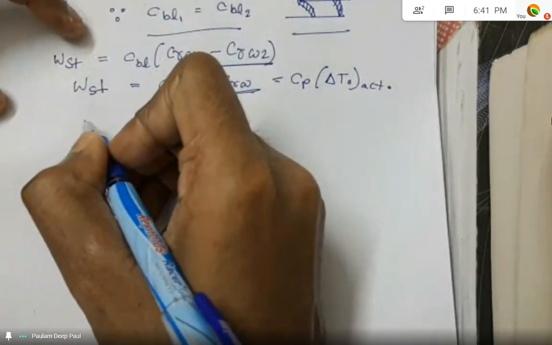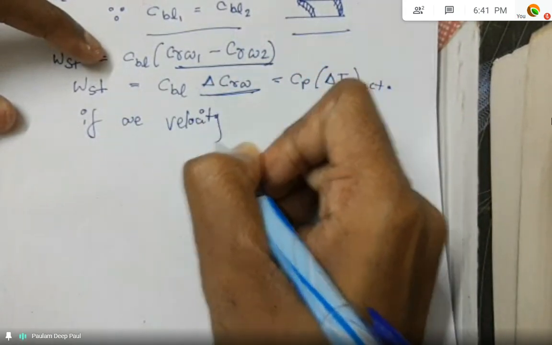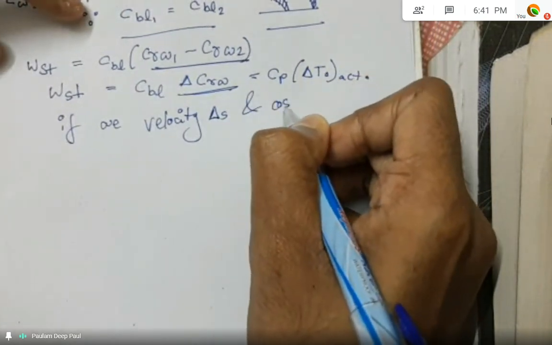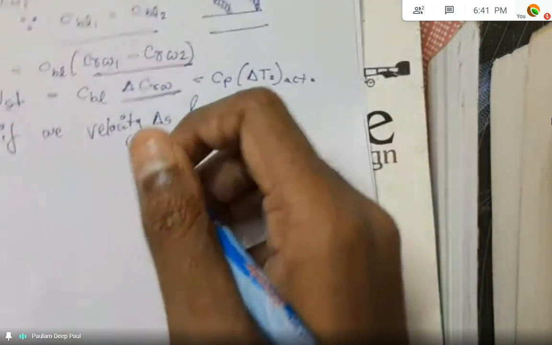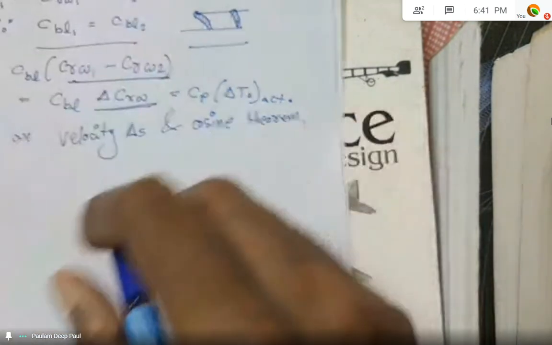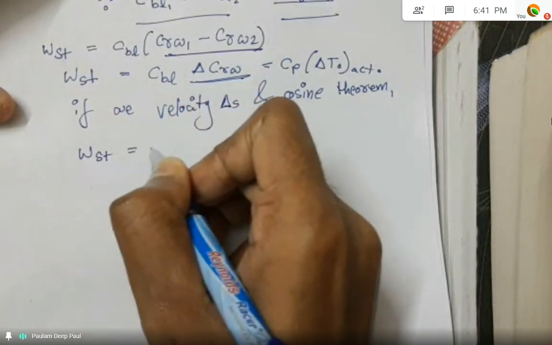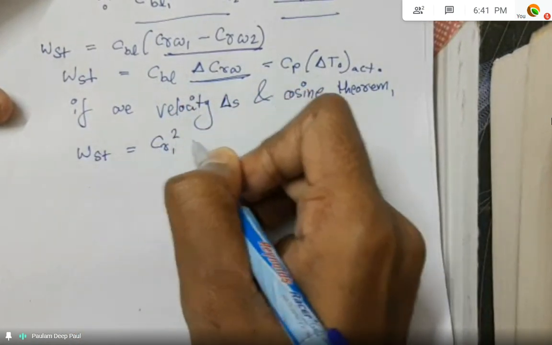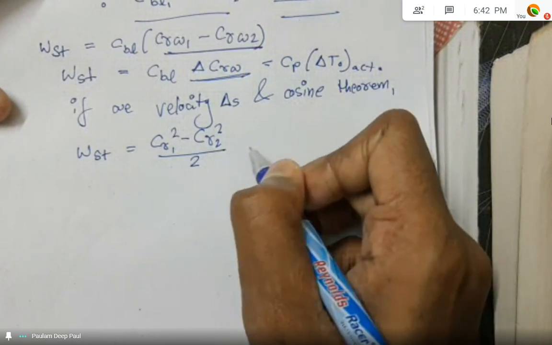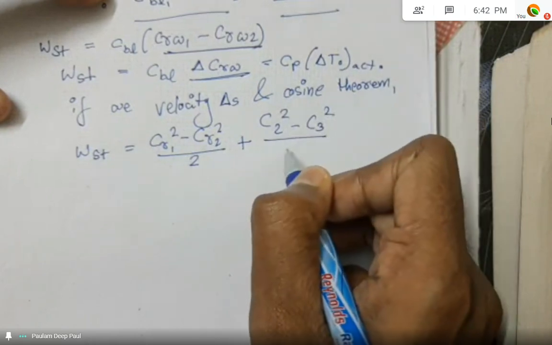Now, if we use velocity triangles and the cosine theorem, which I'm sure you have studied in your mathematics, we get this formula for the work done per stage: (CR1 square minus CR2 square) by 2 plus (C2 square minus C3 square) by 2.